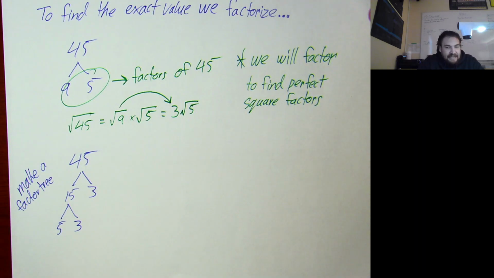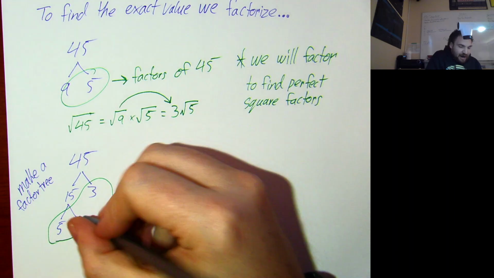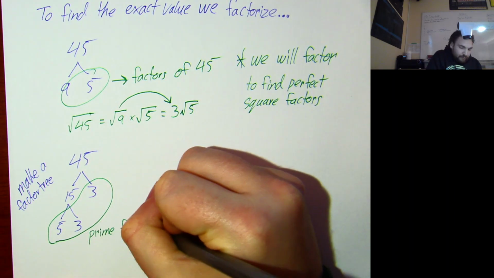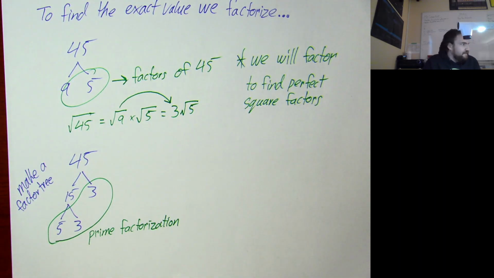Can I take this any further? Why not? I'm not going to break it into decimals. Can I take this any further with whole factors? Why? Because they're primes. Yes. This thing right here is called a prime factorization. And some of you have definitely seen this before. You don't like it, but here it is.